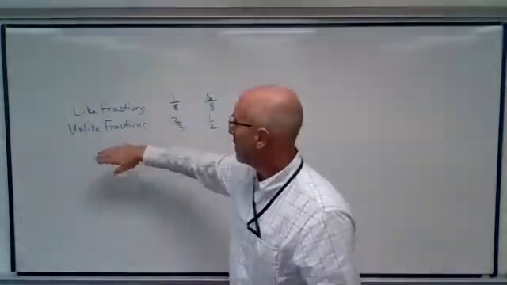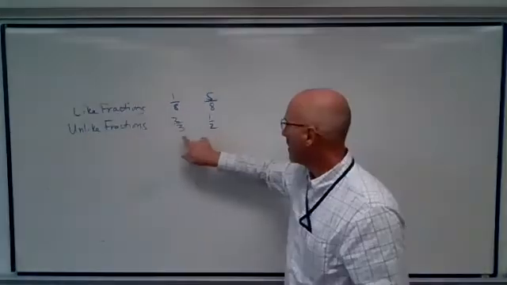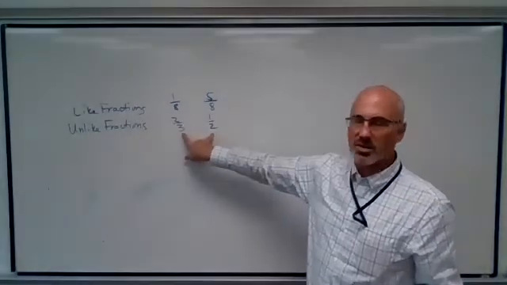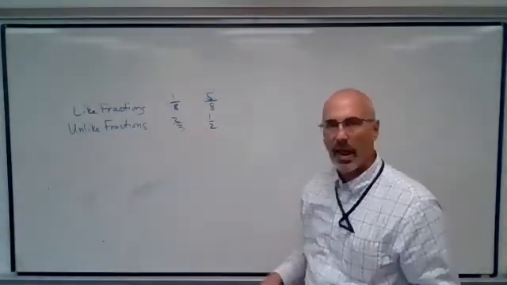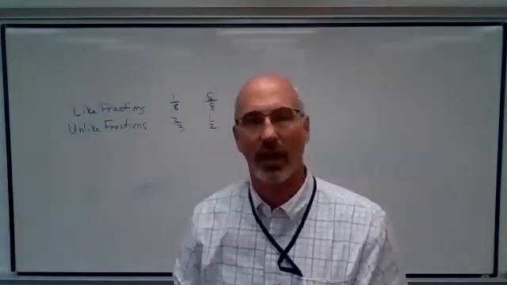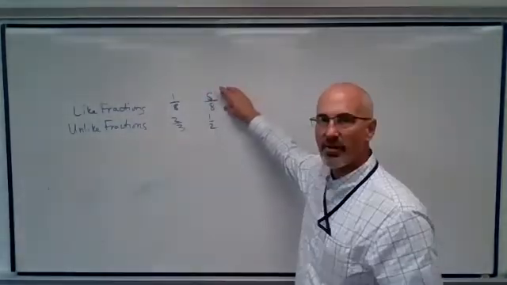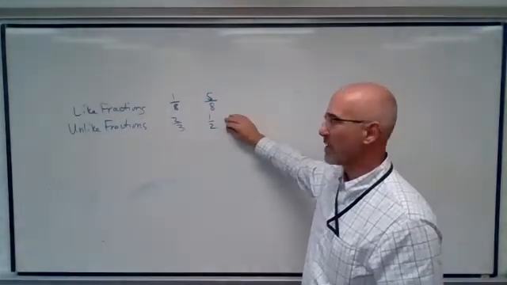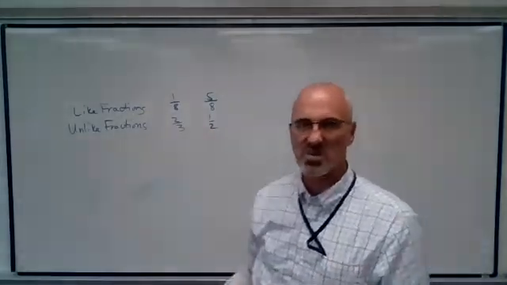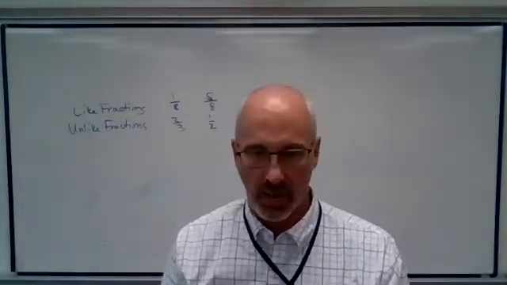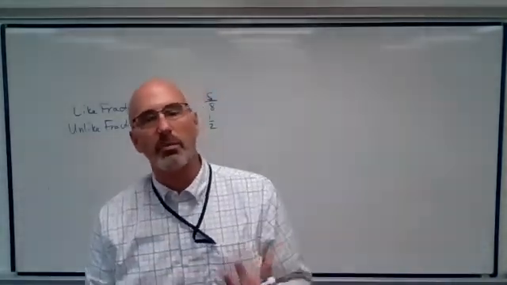On the other hand, we have unlike fractions if our denominators are different. So here we have 2/3 and 1/2. Those are unlike. Or we can say these have like denominators and these have unlike denominators. Like means the word is same. Okay, so now we want to compare fractions.